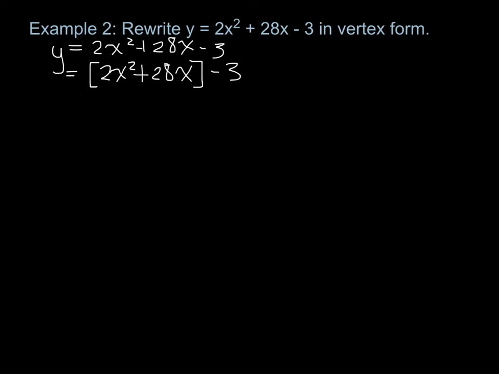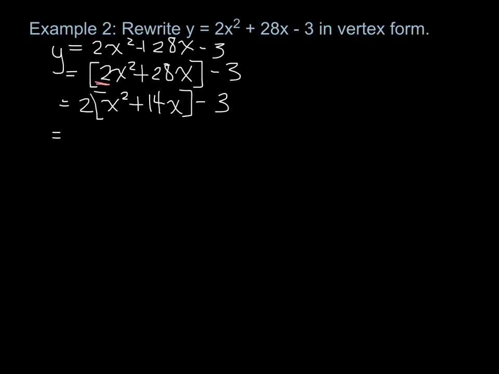So what I want to do here is I want to factor out this 2, because I want to be left with just a simple x squared so that I can create my vertex form. So I'm going to factor the 2 out. So I'm left with x squared plus 14x, because 14 times 2 is 28. Leave the minus 3 there. It has to keep following us through.